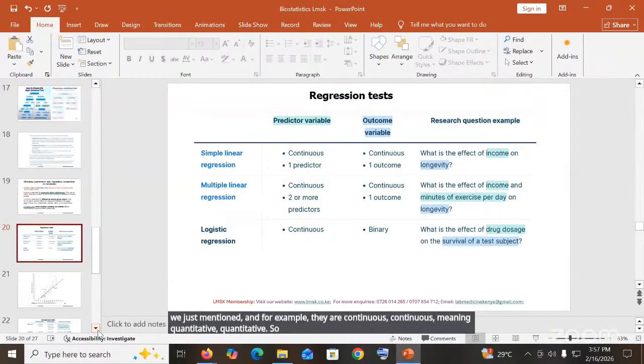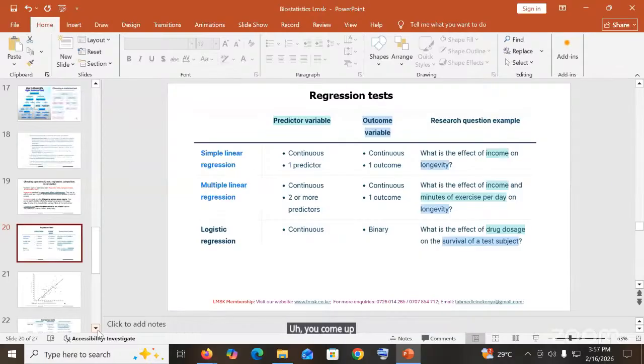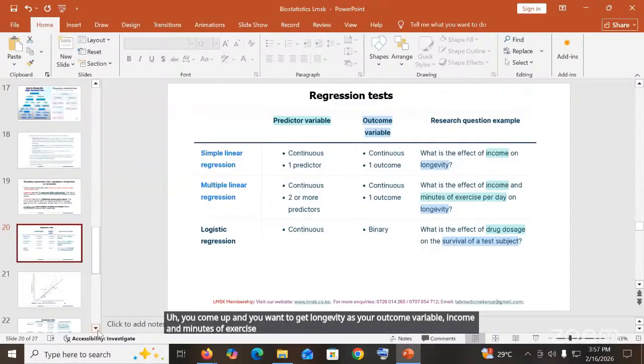So what is the effect, for example, of income and minutes of exercise per day on longevity? You want longevity as your outcome variable. Income and minutes of exercise per day become your multiple predictors. Here you use multiple linear regression. You don't use simple linear regression, otherwise you'll get wrong results.